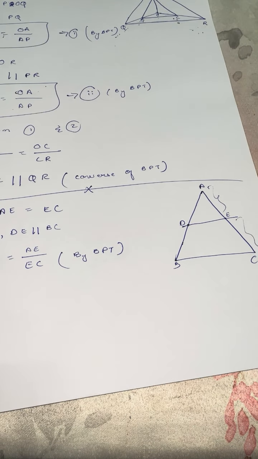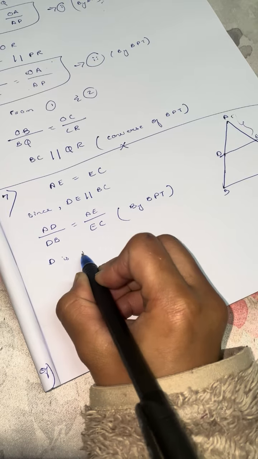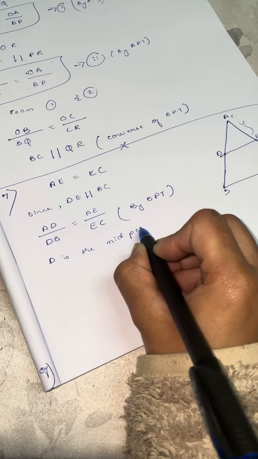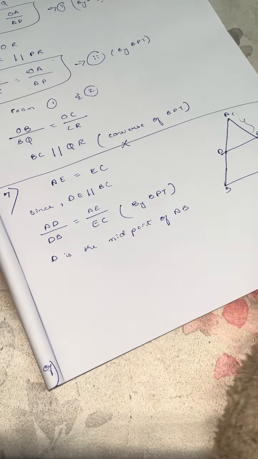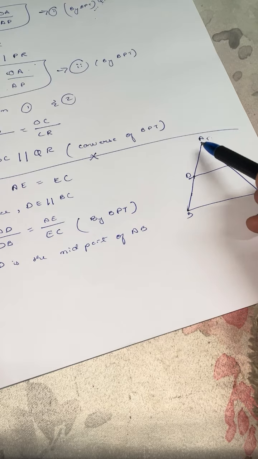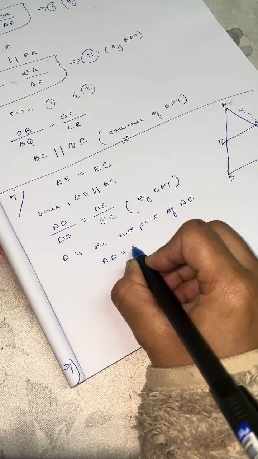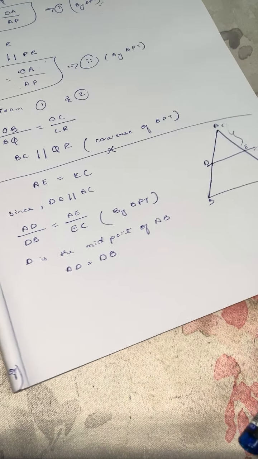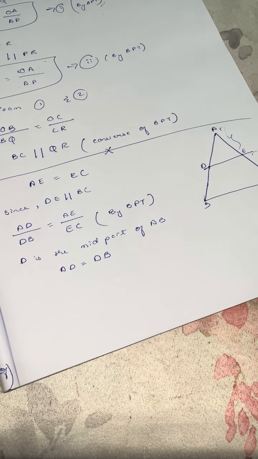There's something also in the question: D is the midpoint of AB. Let's write this: D is the midpoint of AB. That is, can I say AD is equal to DB? I can say that, since D is the midpoint of AB. AD and DB are divided into equal parts.